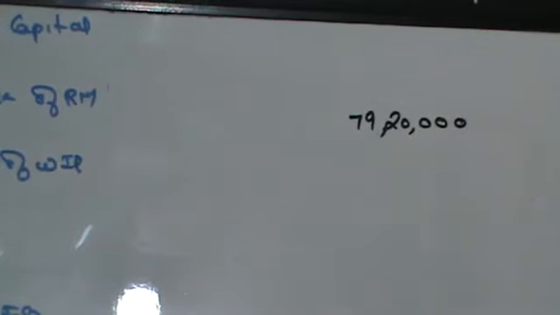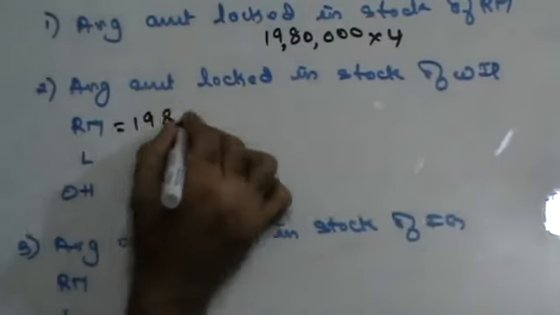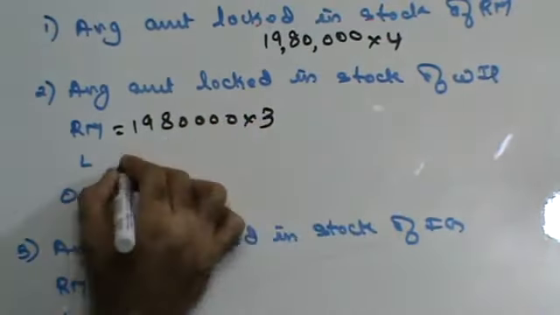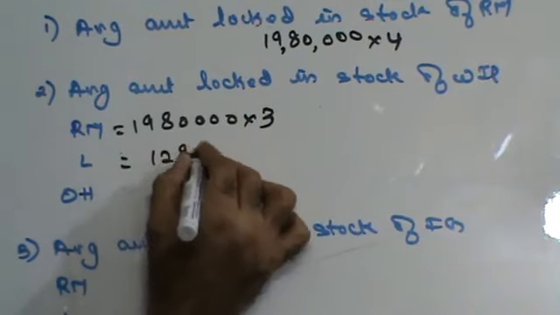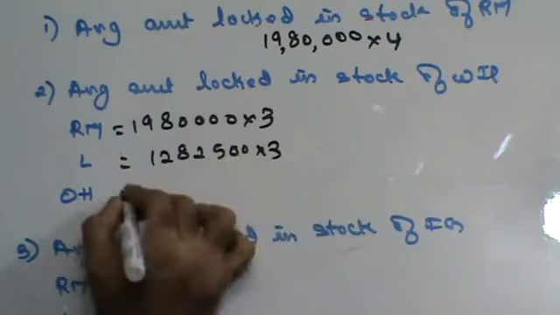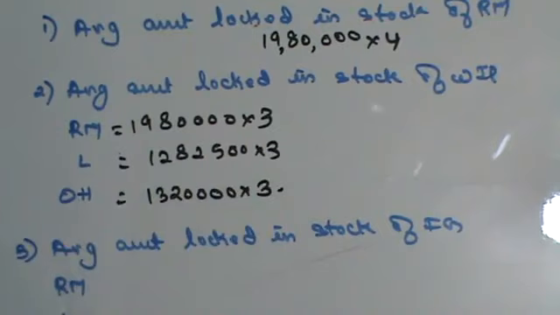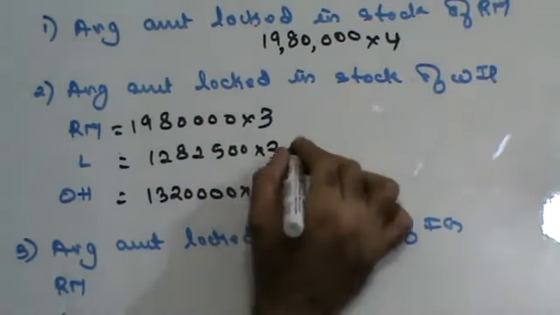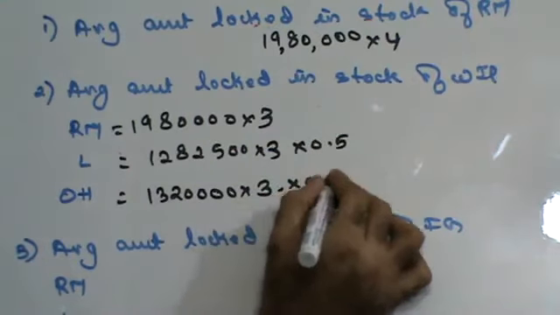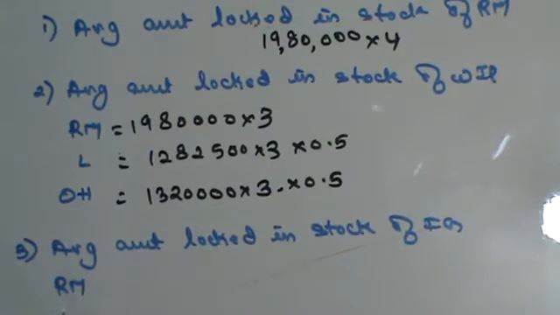Next, let's move on ahead. The new process period is 3 weeks. So this is 19 lakh 80,000 into 3, 12 lakh 82,500 into 3, 13 lakh 20,000 into 3. When you are doing work in progress, you have to multiply labor and overheads with an extra 0.5. We will not do the calculation; I need you all to do it. Let's move on ahead.